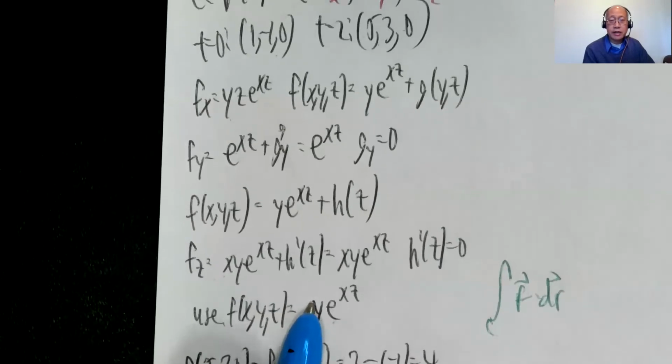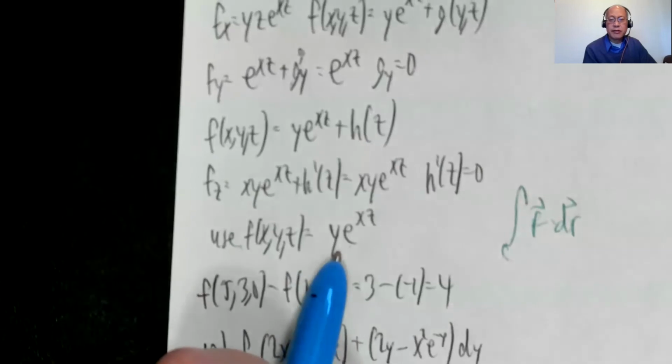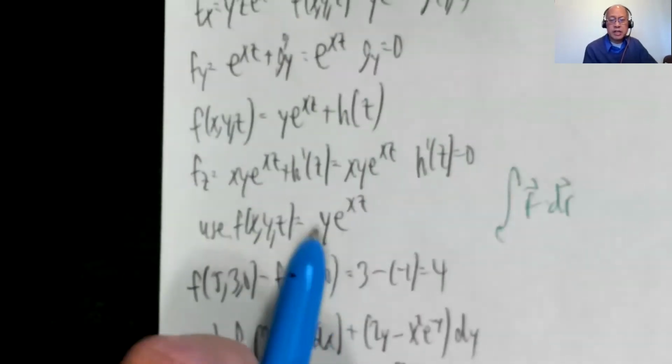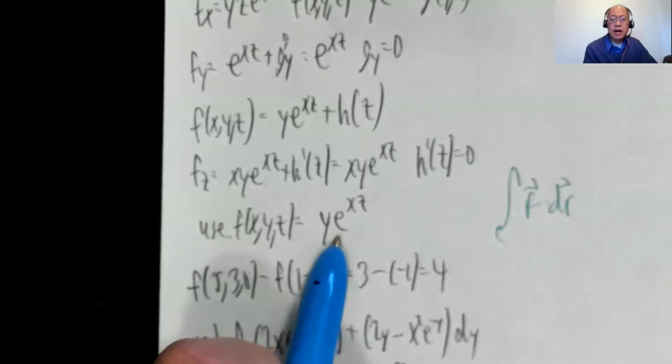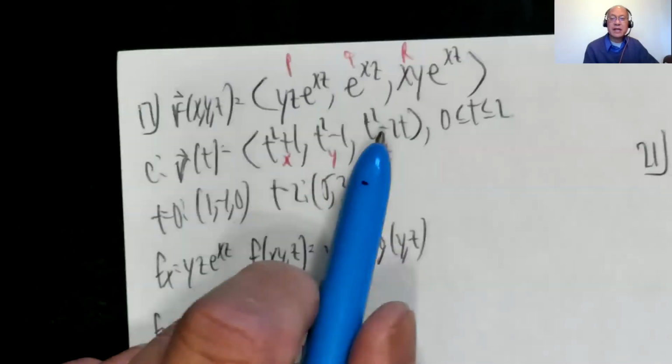Okay, and I'll let you double check if the gradient of this is indeed this, right? Derivative with respect to x, multiply by an extra z. Yep. Derivative with respect to y, just lose the y, e to the xz. Differentiate with respect to z, multiply by x. Perfect.